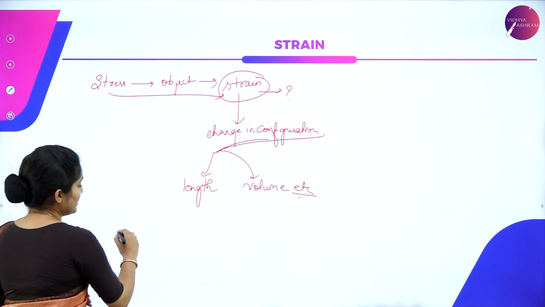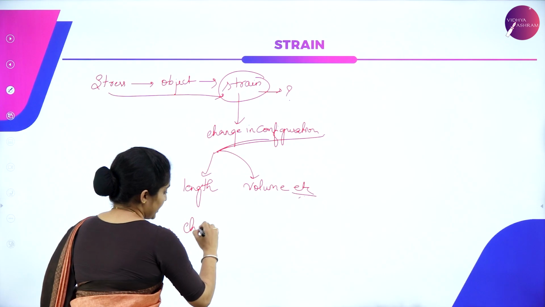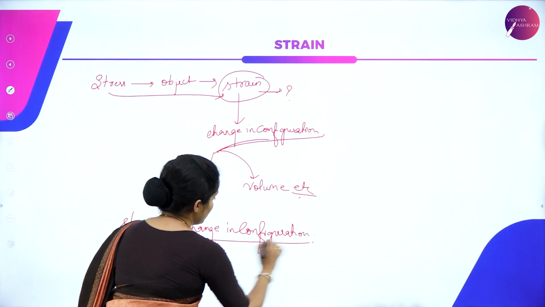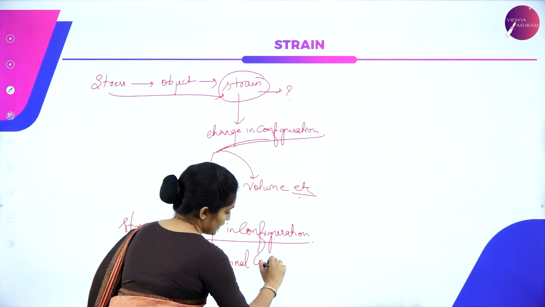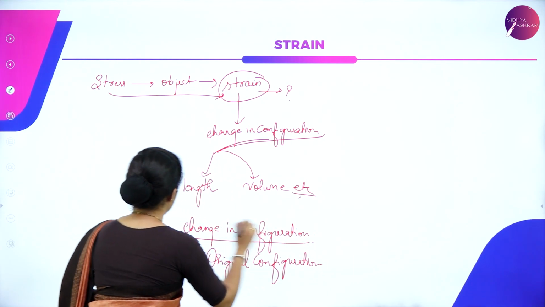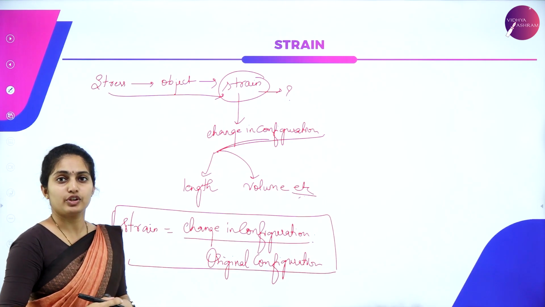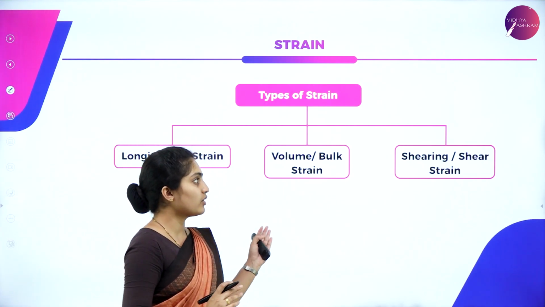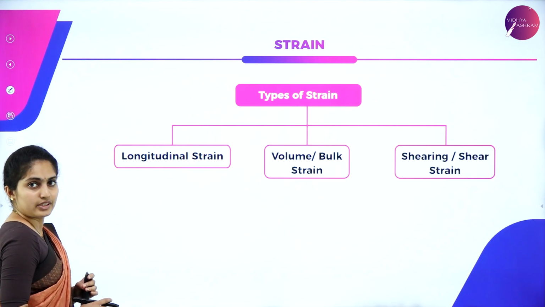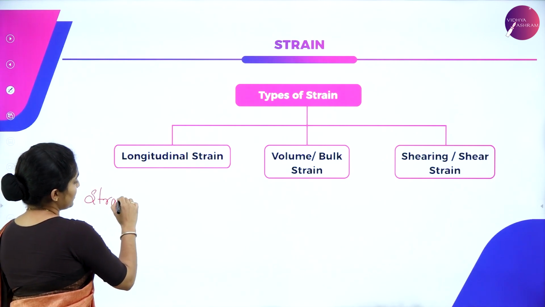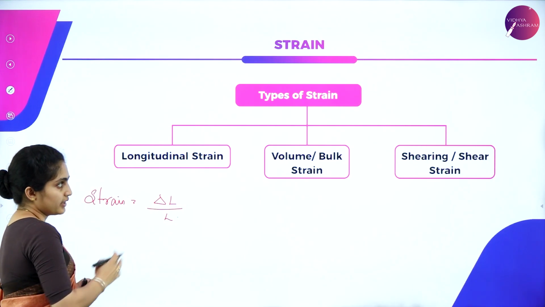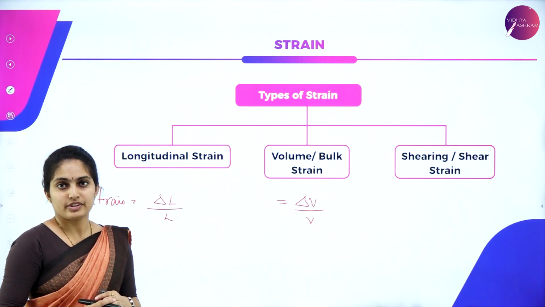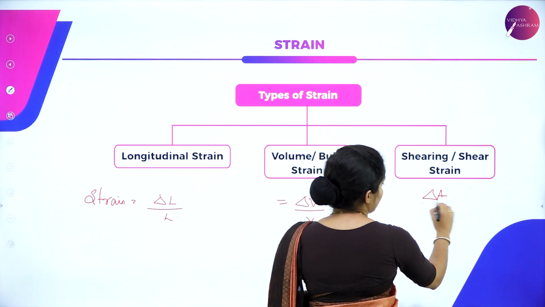Such a concept is called strain. So what is strain? Strain is the change in its configuration, that is, in its dimensions, relative to its original configuration. The types of strain are longitudinal strain, volume or bulk strain, and shearing or shear strain. Longitudinal strain is the change in length to its original length. Volume or bulk strain is the change in volume to its original volume. Shear strain is the change in area to the original area.